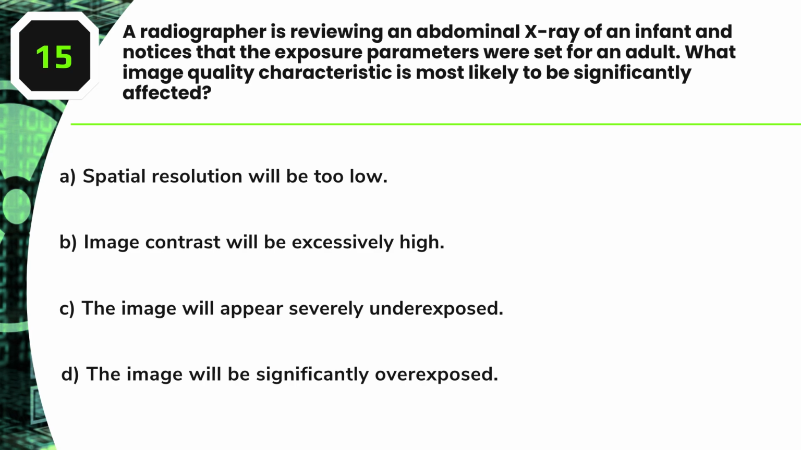Question 15. A radiographer is reviewing an abdominal X-ray of an infant and notices that the exposure parameters were set for an adult. What image quality characteristic is most likely to be significantly affected? A. Spatial resolution will be too low. B. Image contrast will be excessively high. C. The image will appear severely underexposed. D. The image will be significantly overexposed.